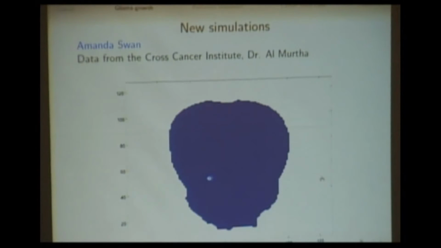Okay, so another such simulation just recently done by my student. Now this is a real tumor patient. This is a data set from Cross Cancer Institute, and this person had a tumor sitting right here. And so my student wrote a simulation for this. And again, you see a very anisotropic growth of the tumor. The inner region, again, shows this kind of finger-like structure coming out.